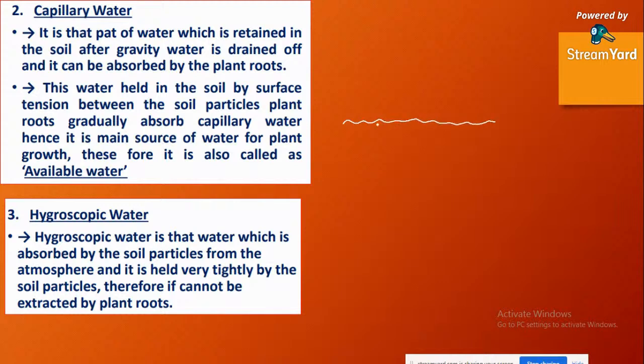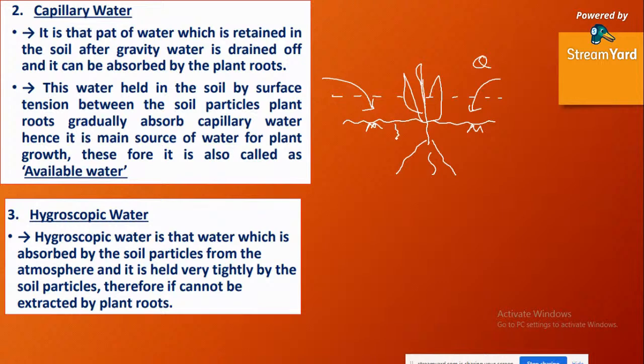If this is my ground level, this is my ground surface, and here is my plant, and we are applying some amount of water for irrigation purposes. Some water will be detained for some period of time. It will percolate or infiltrate to satisfy the soil moisture deficiency. And if it is gravitational water, then it will join the groundwater table within 1 to 3 days.